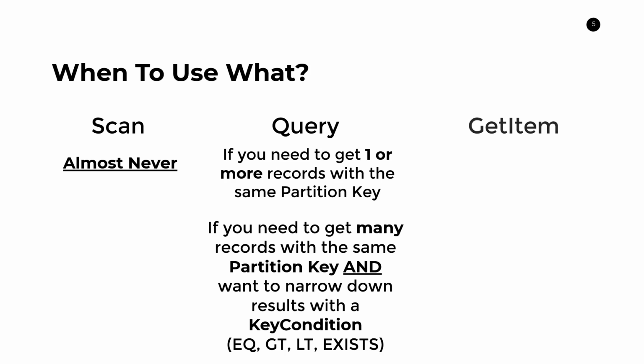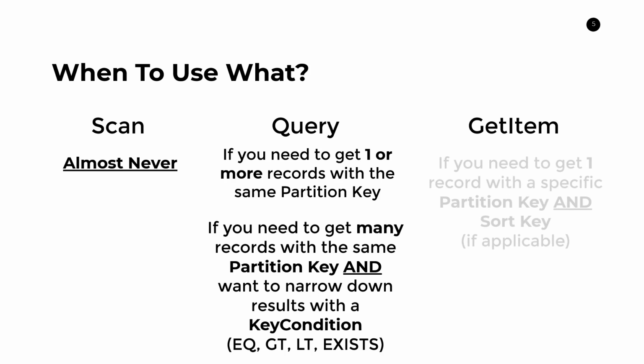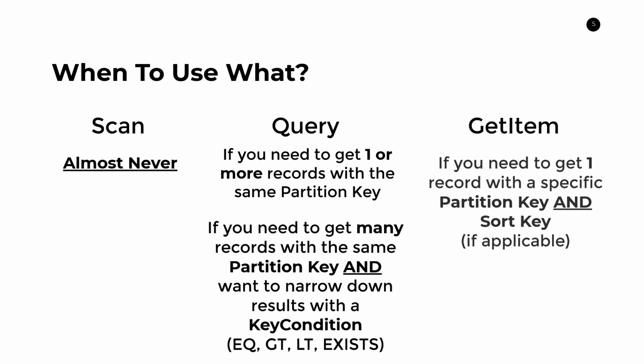And then finally, with get item, which we just briefly touched on, if you need to get one specific record with a specific partition key and a sort key, if applicable, of course. If you don't have a composite schema, then you don't need to provide the sort key. And if you do, then you do need to provide it.